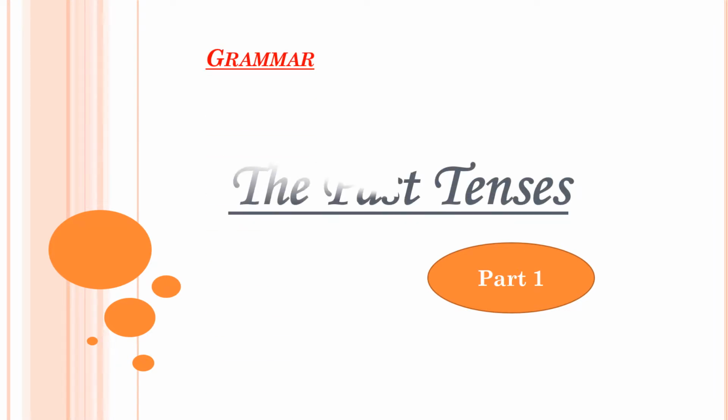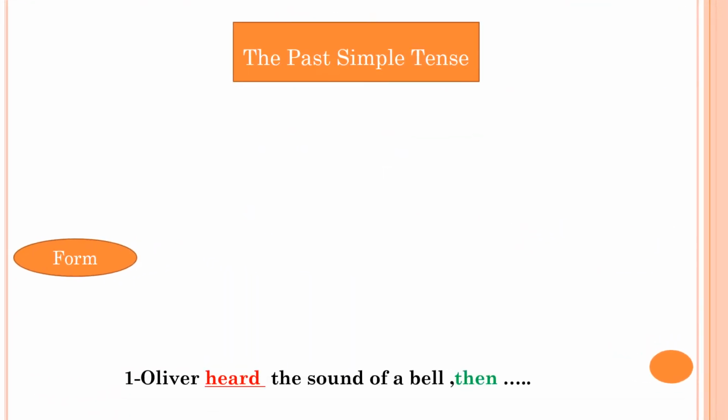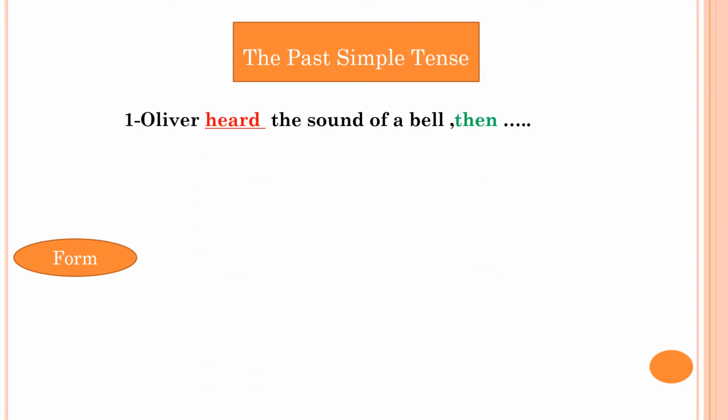As you know, the title is the past tenses, and you have three types of the past: the past simple, the past continuous, and the past perfect tense. We will start at the beginning with the past simple tense.